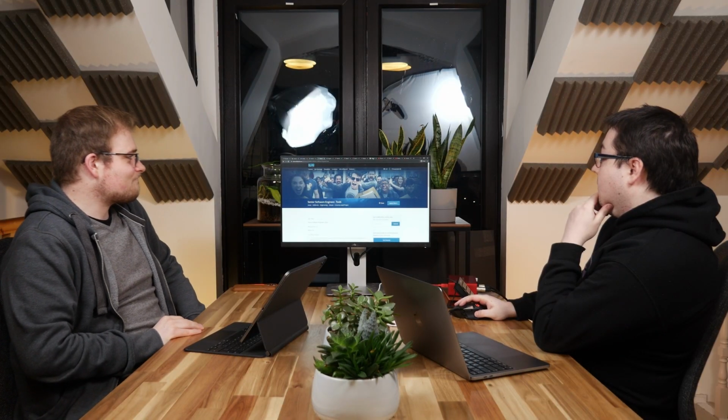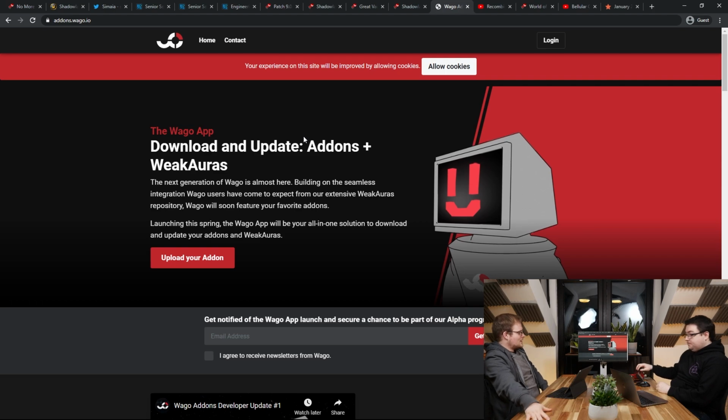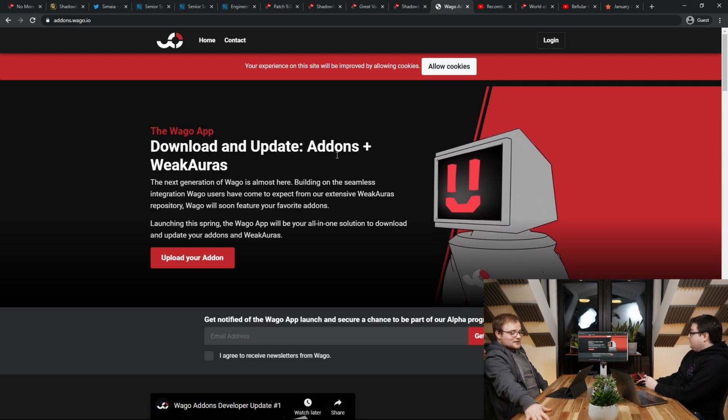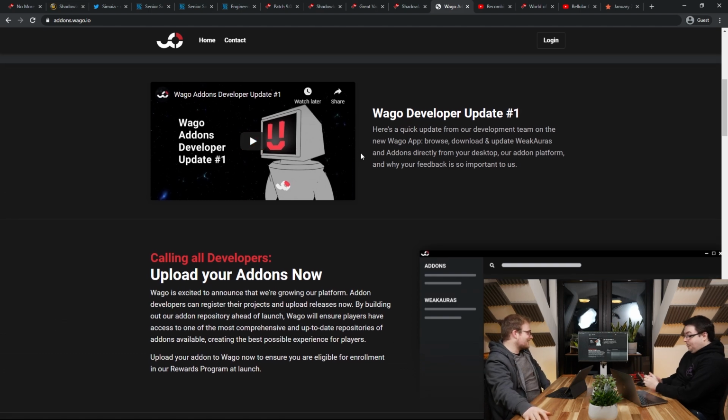Addons. There it is. Yes. Wago is the place to go for WeakAuras. Yep, that's where so many of us go for WeakAuras all the time. And they are going to be providing Addons, it would seem.